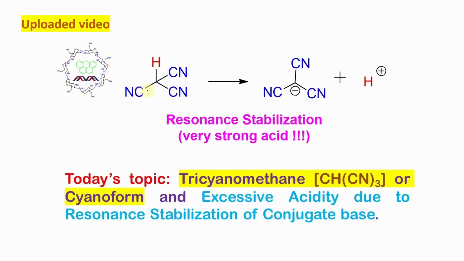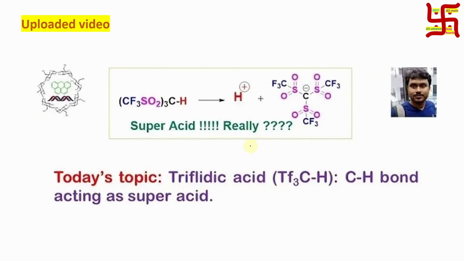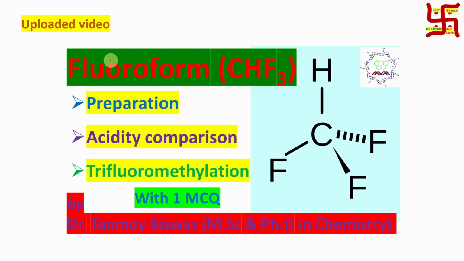So these are the resonance explanations. I shall upload the links in the I button and description box, please visit. This is cyanoform's acidity explanation. Next is triflidic acid. It is actually a super acid, CH bonds acting as a super acid, a rare example. And the third one, fluoroform, is also a very interesting compound, because nowadays CF3 or trifluoromethyl chemistry is getting attention because of lots of unique properties. So you may visit for further learning.